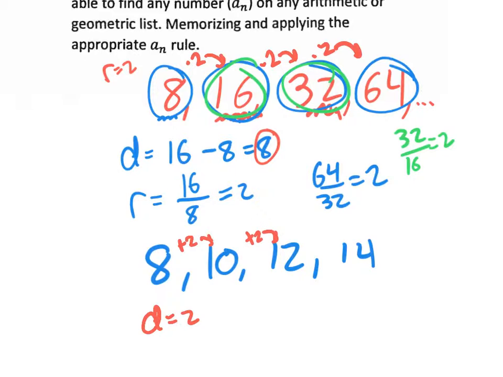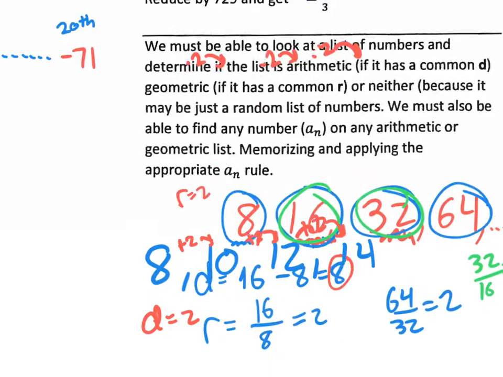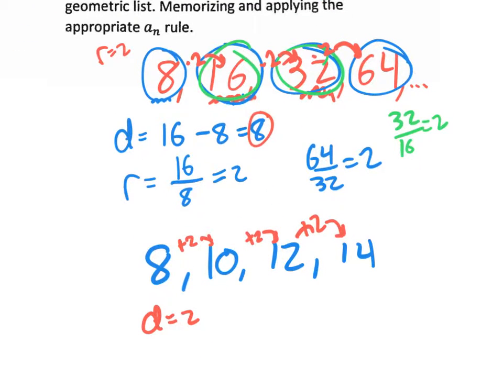Add 2 to get to your next one. Make sense? So, arithmetic, you're really adding positive or negative numbers to get from one number to the next. Or I should say, you're really adding the common difference to get from one number to the next. Geometric, you're multiplying.